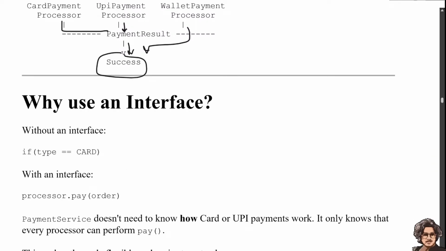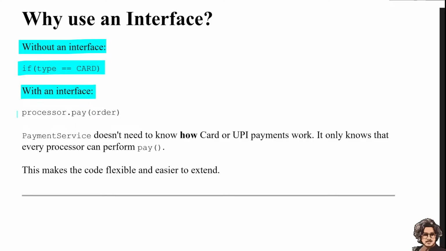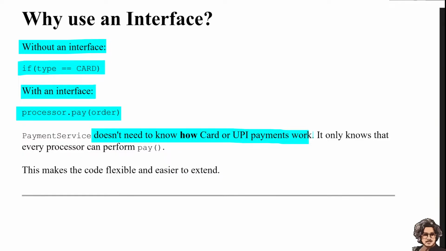And you may ask why use an interface? Without an interface, we have to write if type is equal to card, and so on, but with an interface we can simply call processor.pay(order). So PaymentService doesn't need to know how card or UPI payment work. It only knows that every processor can perform the pay method.